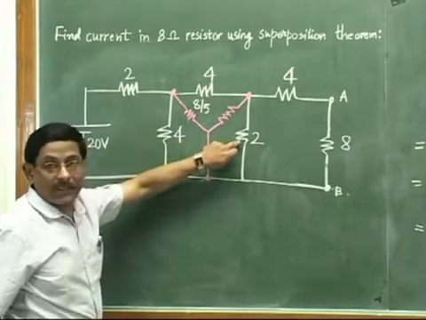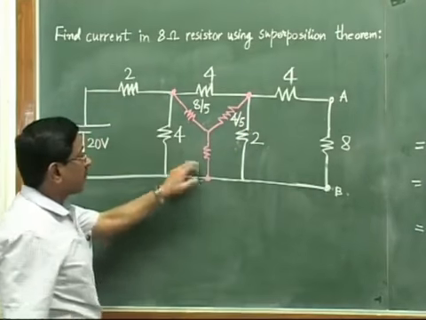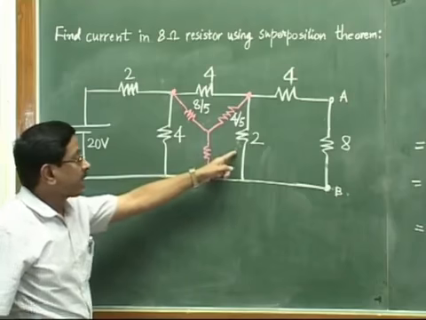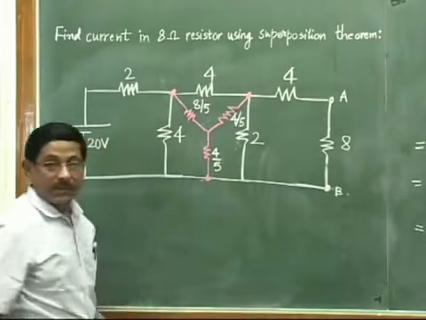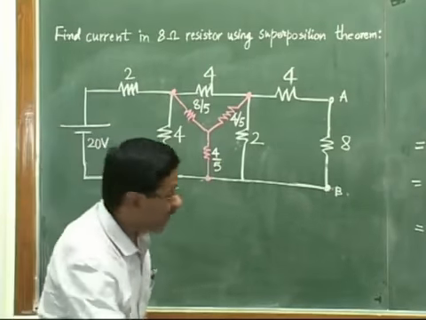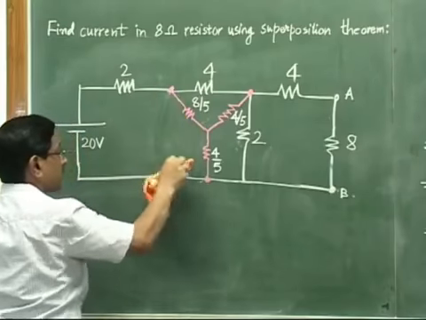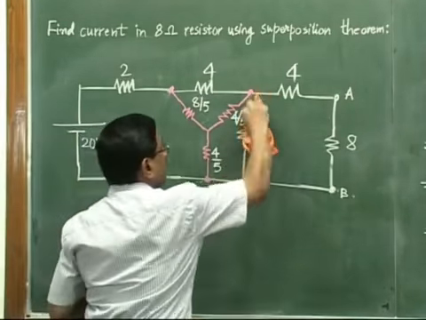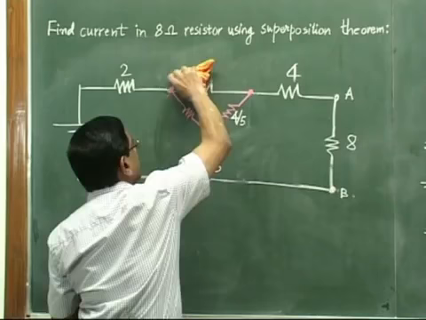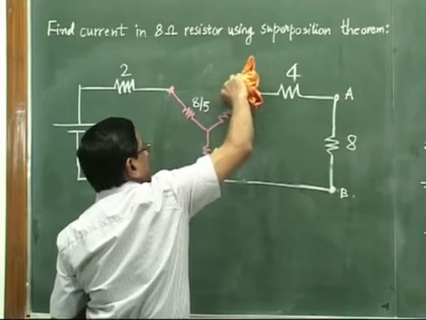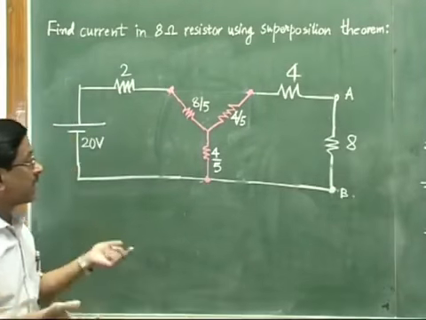Now these 4 2s are 8. 8 by 10 is 4 by 5. And this would be 8 by 10 again, so 4 by 5. And once you convert this delta into star, your circuit would be just this one. This resistance will go, then this resistance will go, and this will also be eliminated. So this would be the circuit that is remaining after the conversion.